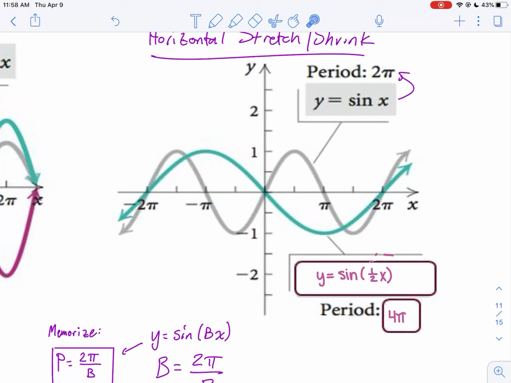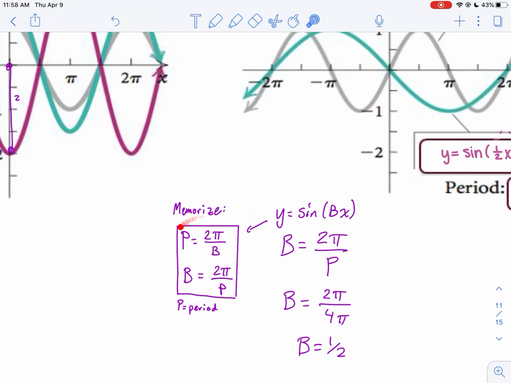And how does it compare? This green one is actually twice as long as the gray one. Do you see that? From 0 to 2 pi, now it's stretched out to 4 pi. To get from here to here is going to be 4 pi units. 2 pi here, 2 pi here. And so it's twice as long. So B ends up being half as much. So instead of having just 1, we put 1/2 in there.